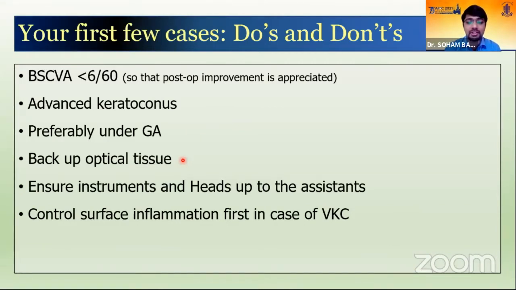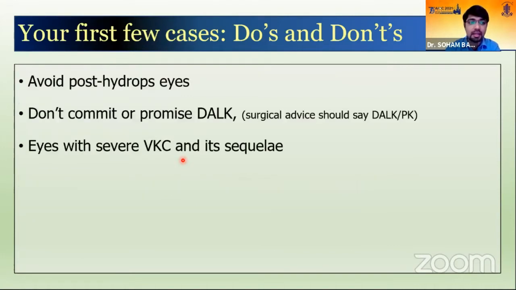Have backup optical tissue if you do not have an eye bank of your own, because anytime you need to convert, you might find that you are stuck with some low quality tissue. So it's always better to have an optical grade tissue as a backup on the table. And if it's the first few cases, make sure your assistants know that you're going to do DALK, so all the instruments are ready.